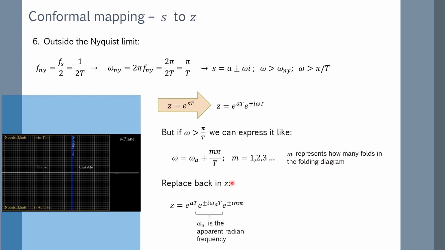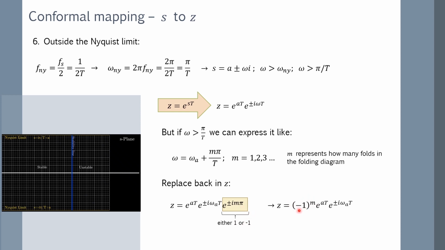So if we replace this back in z, we get this e to the plus or minus i m pi, which comes from here, and we get this e to the i omega a T, which comes from this omega a. But this omega a is any number between 0 and the Nyquist limit. So this is what I would call the apparent radian frequency, whereas this number here is either 1 or minus 1. Because of this, we get the expression with minus 1 to the m, and then this is basically what it was before. So this number here gives us whether it's a fold or an aliasing.